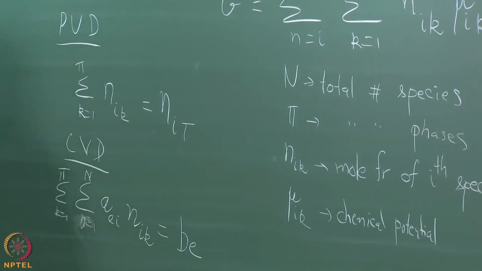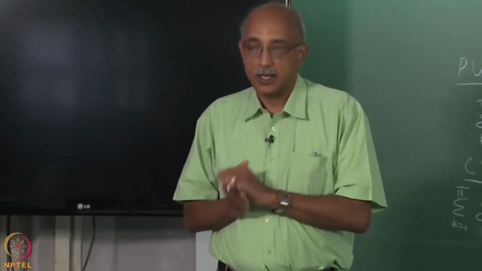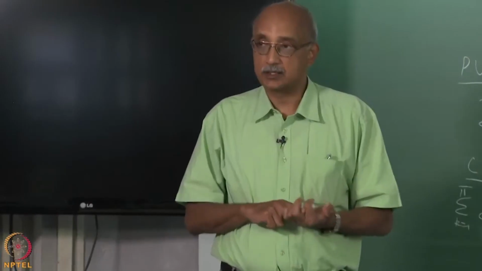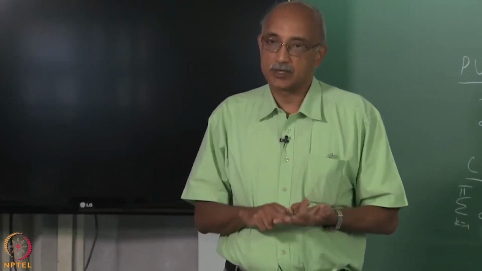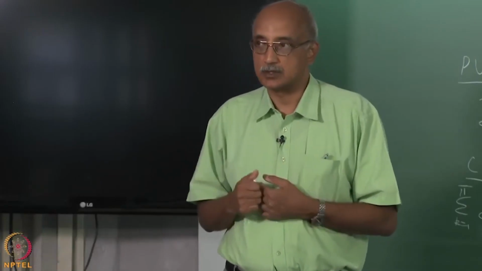So, essentially a CVD reactor must obey element conservation principles and total mass conservation principles, whereas a PVD reactor must obey total mass conservation, element conservation and species conservation, because the species do not get transformed.